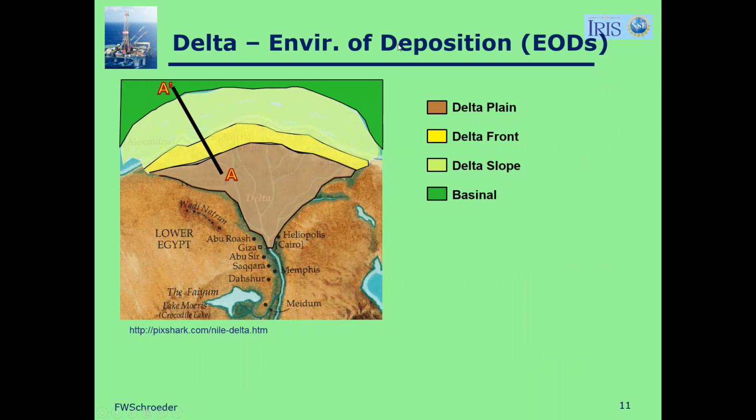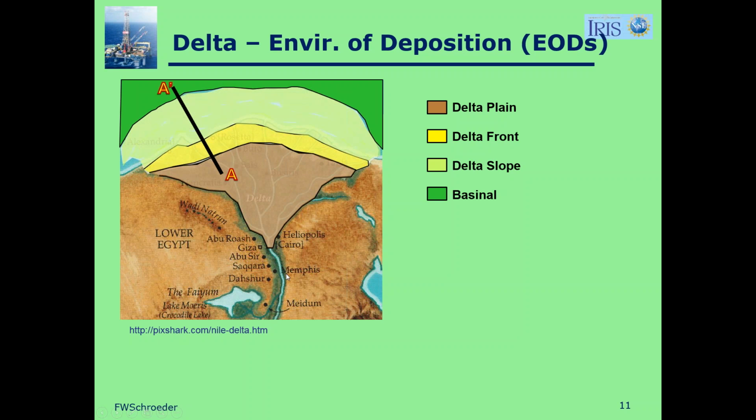We talk about different environments of deposition. The acronym or code that I use for environments of deposition is EOD, and the plural EODs. This is a diagram of the Nile Delta, so the Nile River depositing water and sediments out into the Mediterranean.